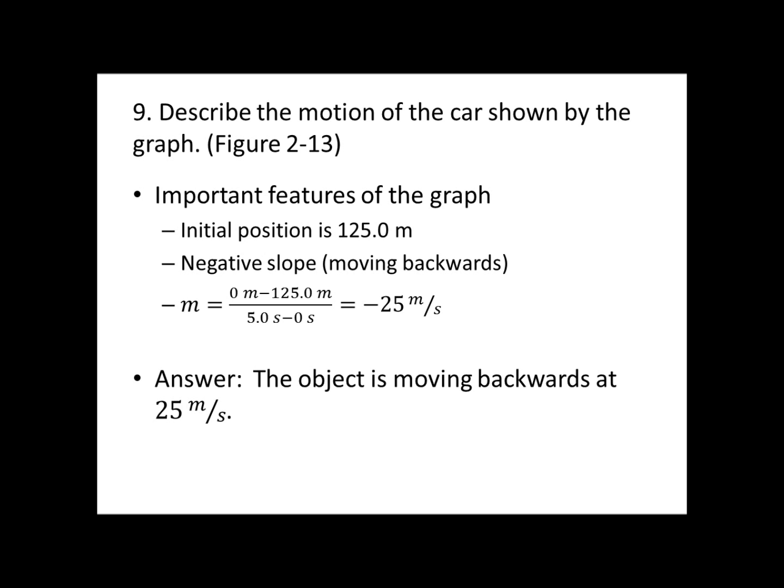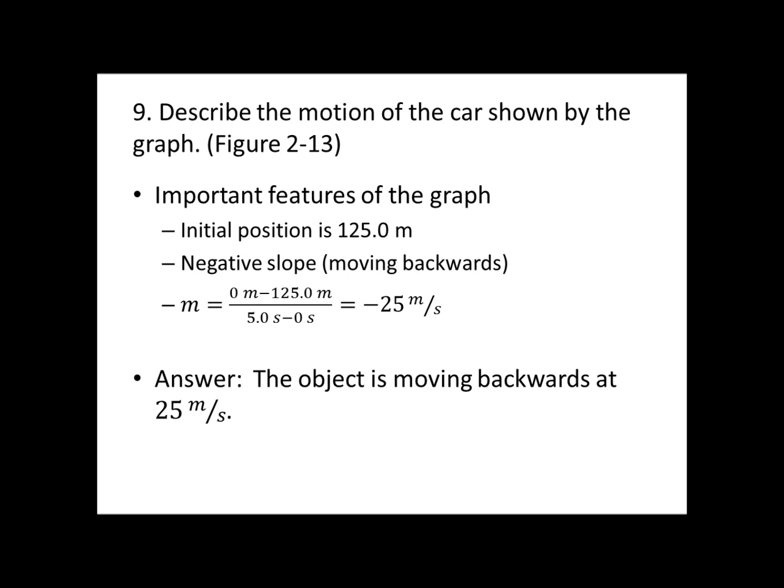Some important features of the graph to note. The initial position of the car is at 125.0 meters. The car has a negative slope, which means that it's moving backwards, and the slope of that line is negative 25 meters per second. So a nice answer for this question, describe the motion of the car, you should say that the car is moving backwards at 25 meters per second.